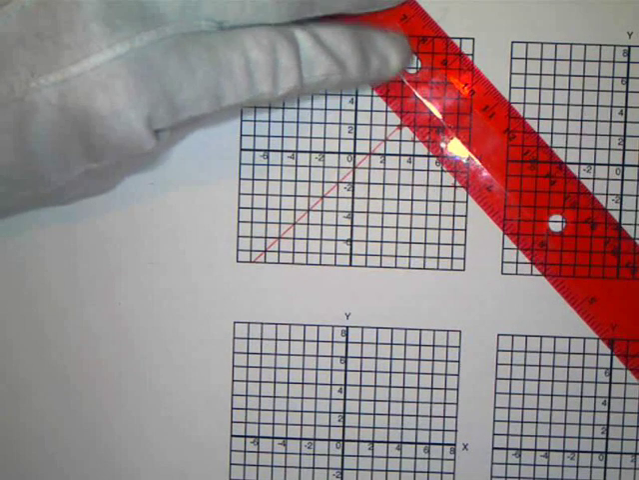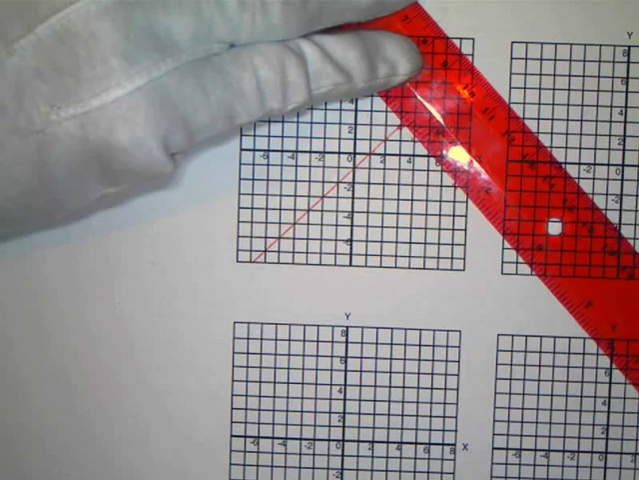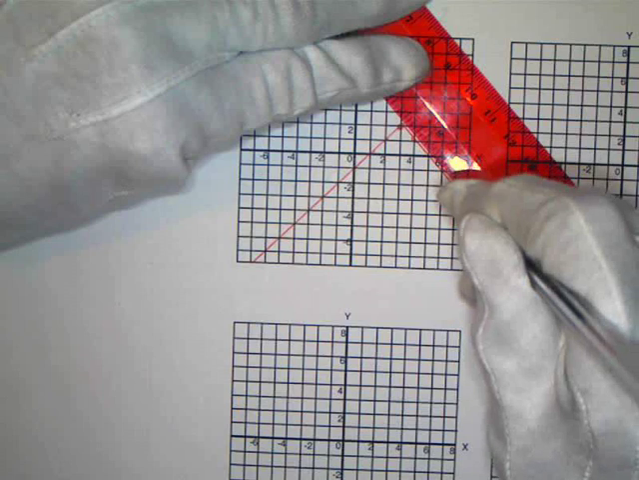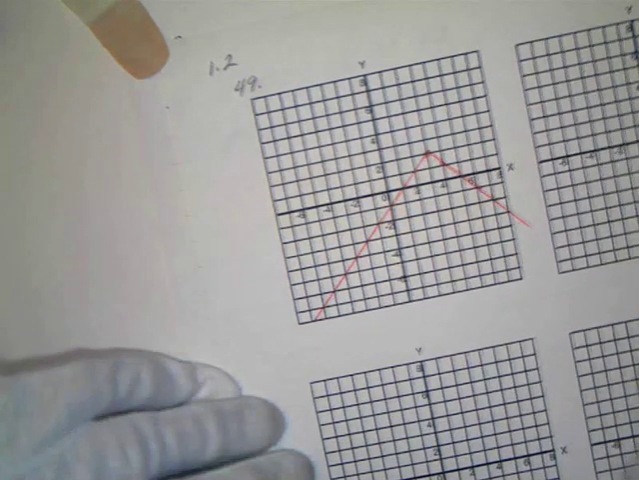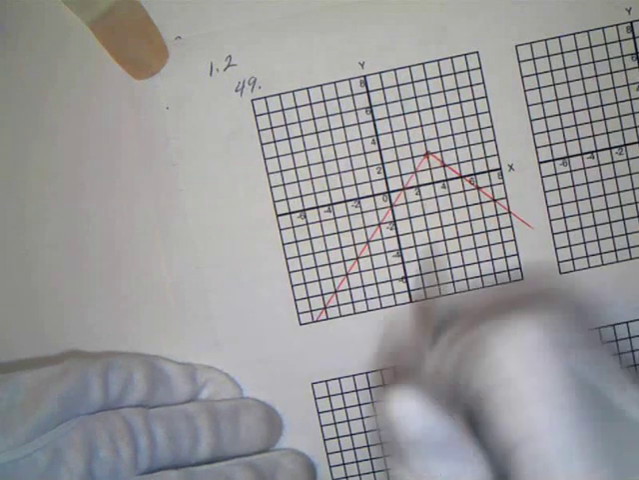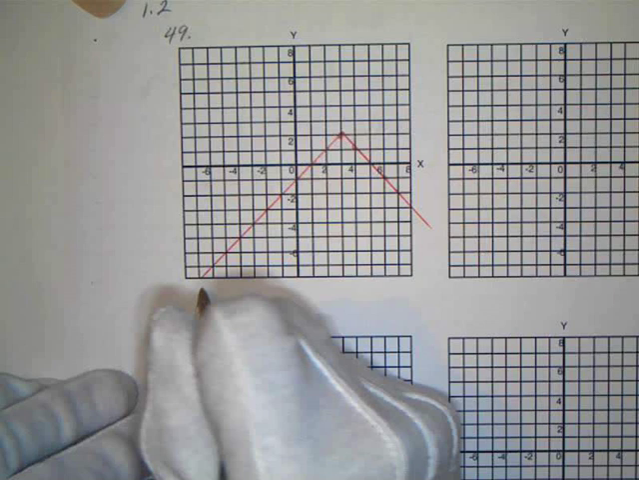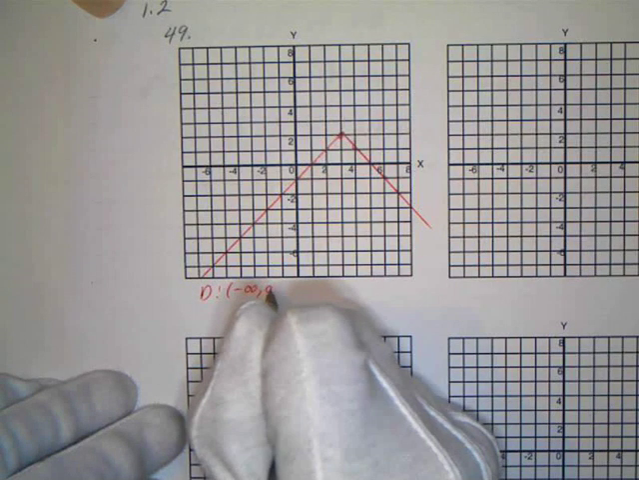Not really in the middle of this, so we go like that. And the domain, well, it's going to be all real numbers, so the domain would be, oops, sorry, you can see that, right? So the domain would be all real numbers, negative infinity to infinity.